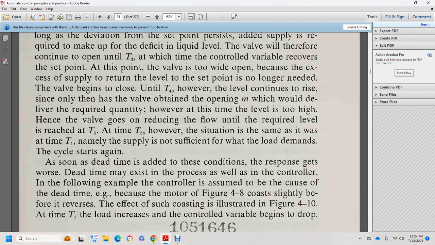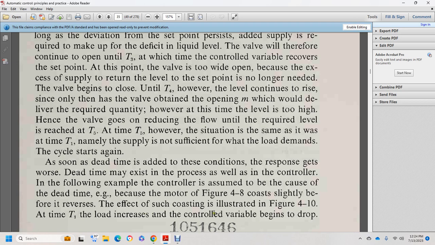Assuming dead time is added to these conditions, the response is worse. The dead time will make the process harder to control. In the following example, the control will assume the call for the dead time will be covered, with the motor coasting slightly before it reverses. This type of coasting is illustrated in figure 4-10.